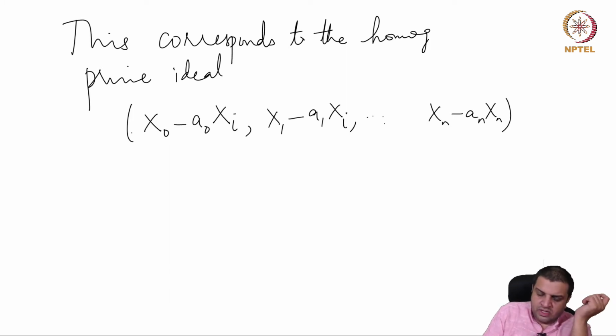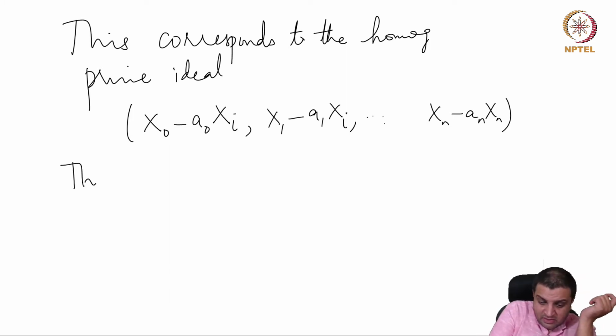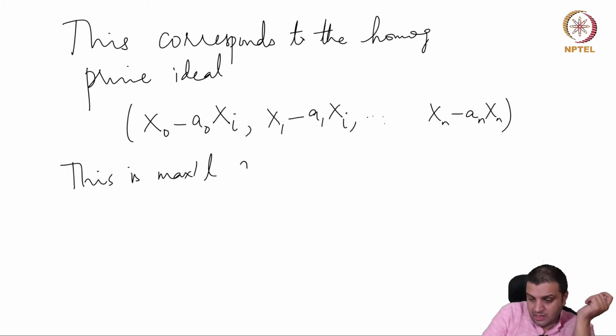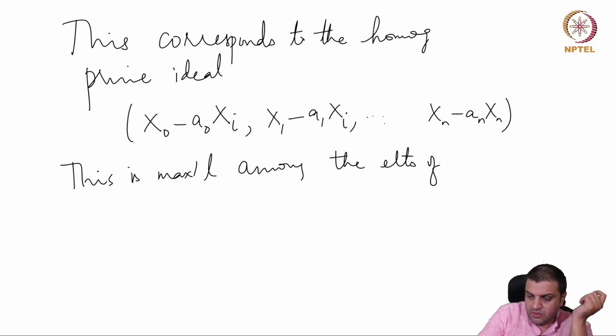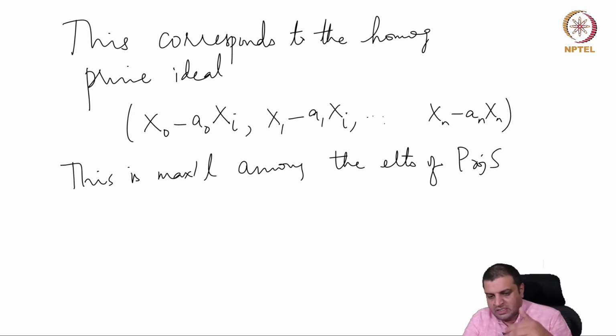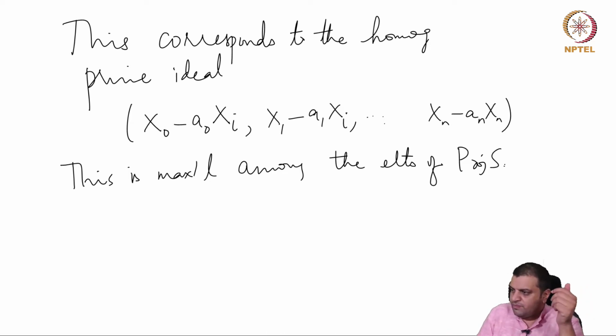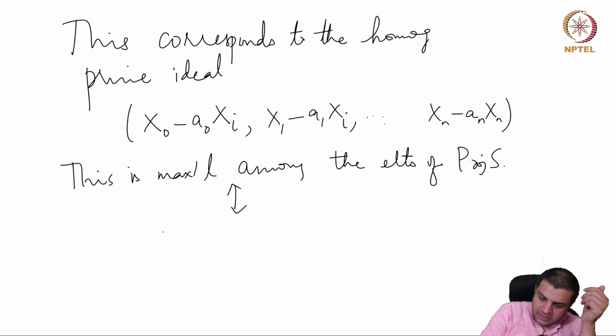So this is maximal among the elements of Proj. This is not a maximal ideal in S, but if you consider homogeneous prime ideals which are not equal to the homogeneous maximal ideal, this is maximal in that collection. So in other words, this gives a closed point of Proj.